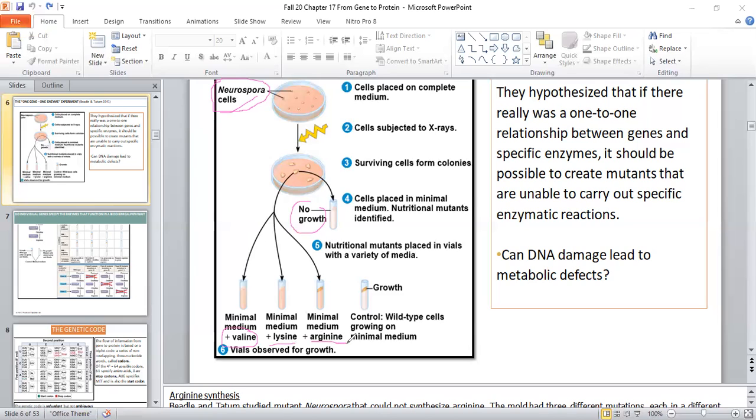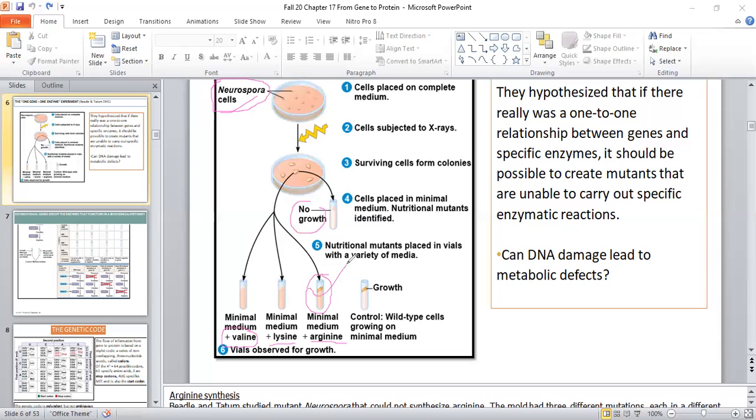They added arginine along with the minimal medium, and they found there is growth. What does it mean? Due to the radiation, the gene which is responsible to produce arginine was not present, it was missing or it got mutated. So arginine was not produced. If you provide arginine, this Neurospora cell will start to grow.